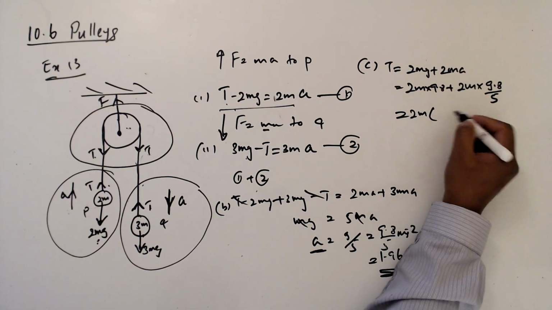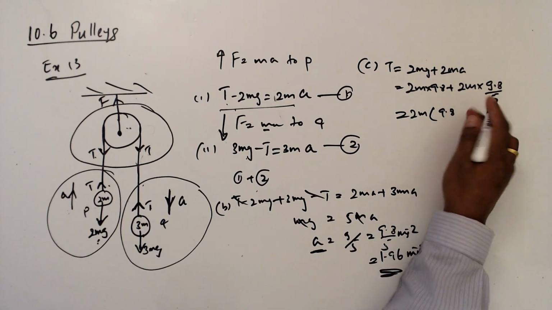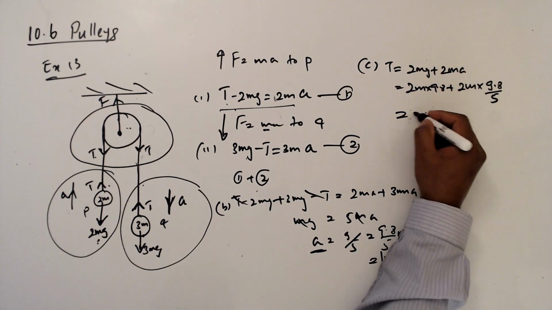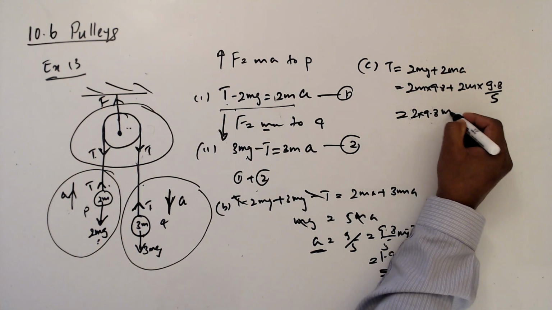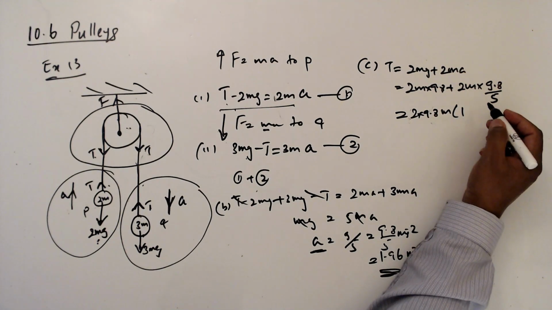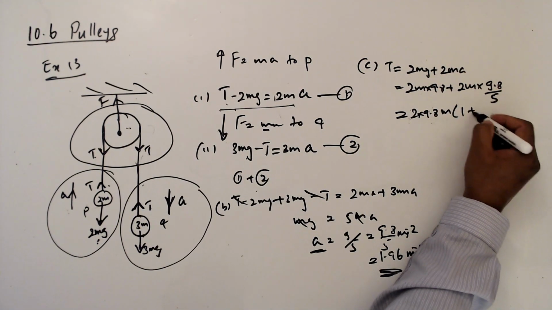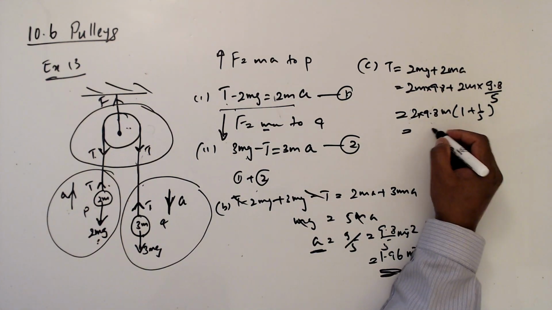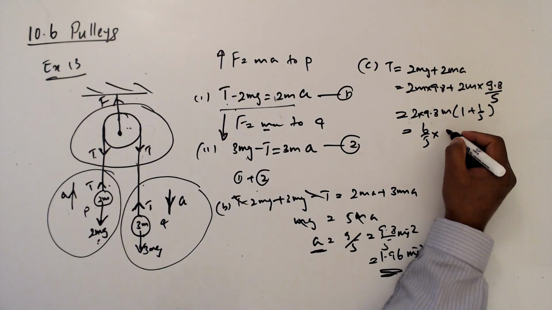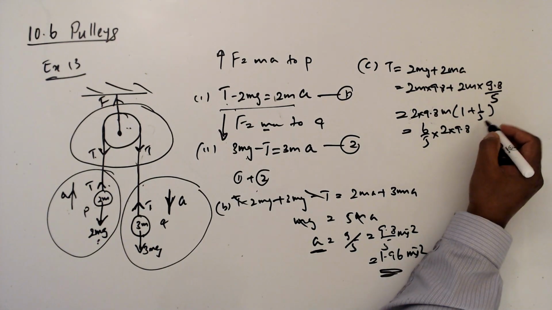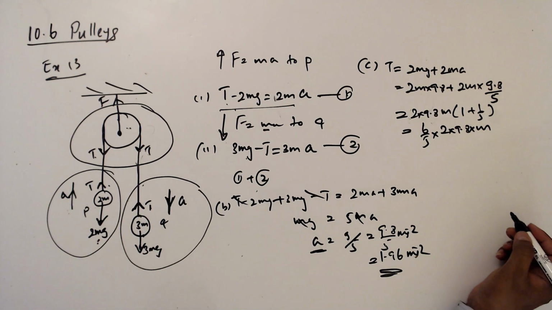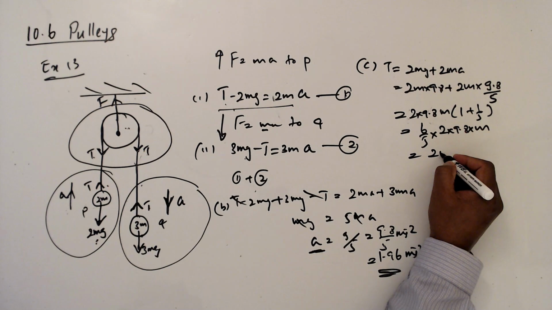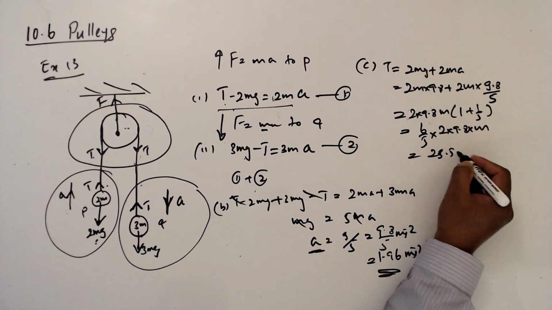I'll factorize 2m. 9.8 also I can take it out. 2 times 9.8 m, so this is going to be 1 and this is going to be 1 over 5. So this is going to be 6 over 5 times 2 times 9.8 times m. This is going to be 23.52 m.